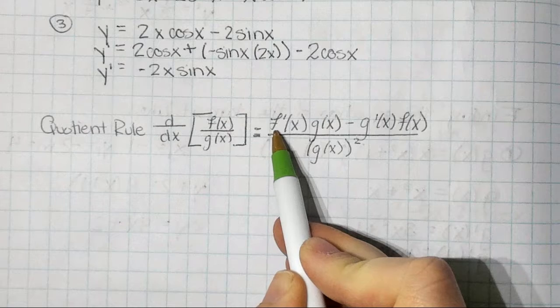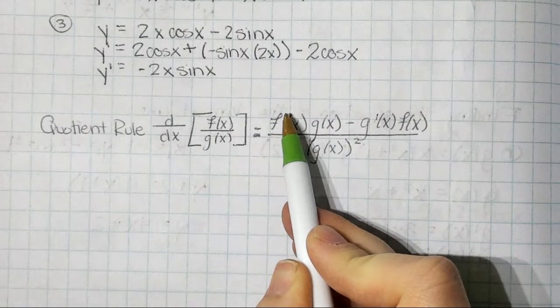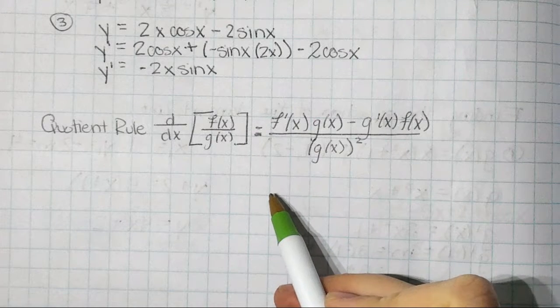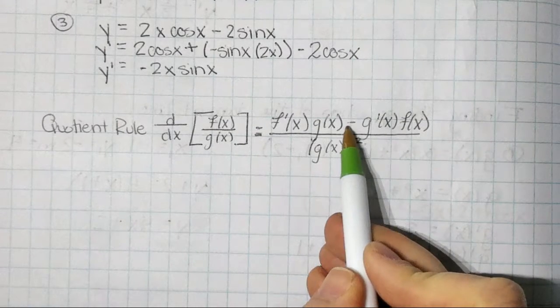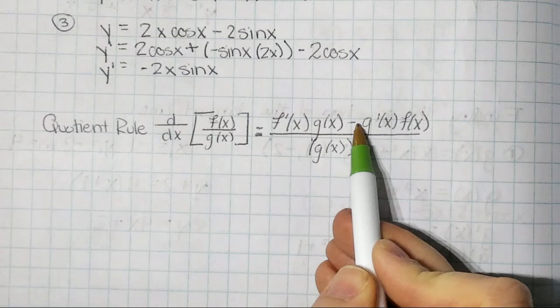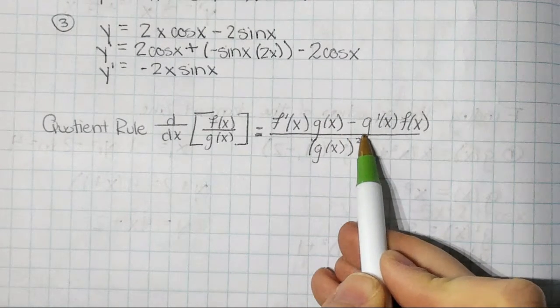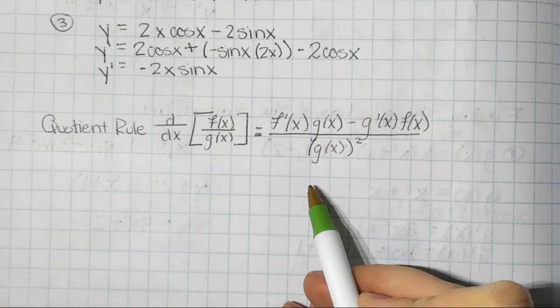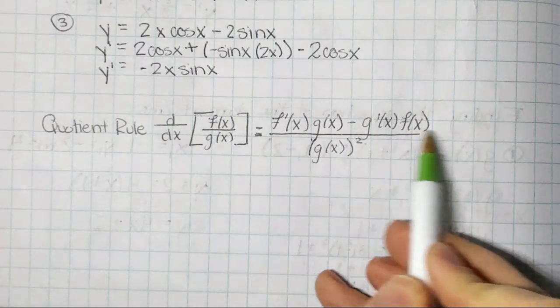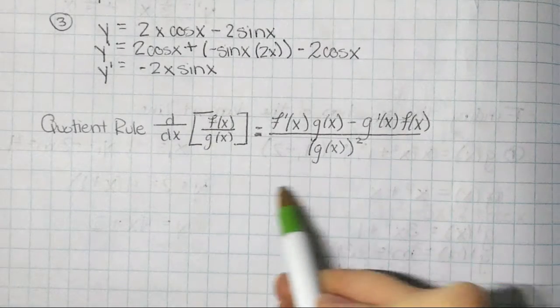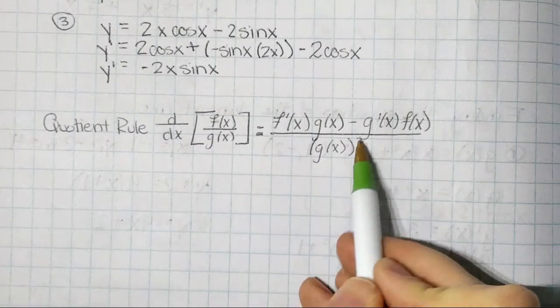So what you have here is you have f prime of x times g of x. Very similar. But when I'm using the quotient rule, notice this is now a subtraction symbol. Okay, it's not adding, I'm subtracting. And then it's g prime of x times f of x. And that's all over the original g of x function squared. It's over that denominator being squared. Okay?